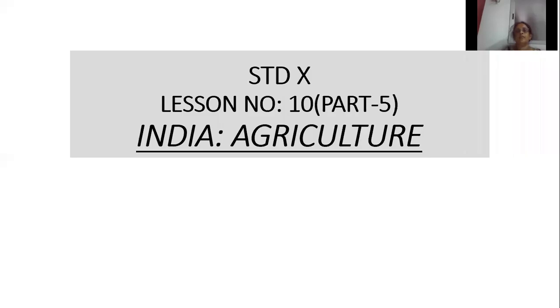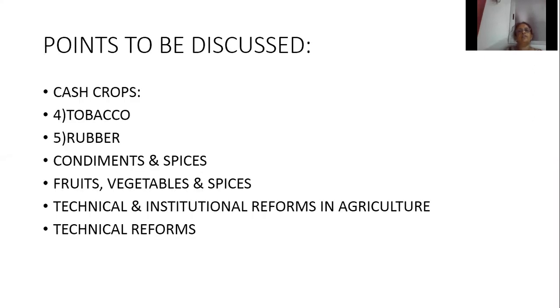Good morning, students. Today I am going to explain the fifth part of lesson number 10, India Agriculture. The points to be discussed today are cash crops like tobacco and rubber, condiments and spices, fruits, vegetables and spices, technical and institutional reforms in agriculture, and technical reforms.